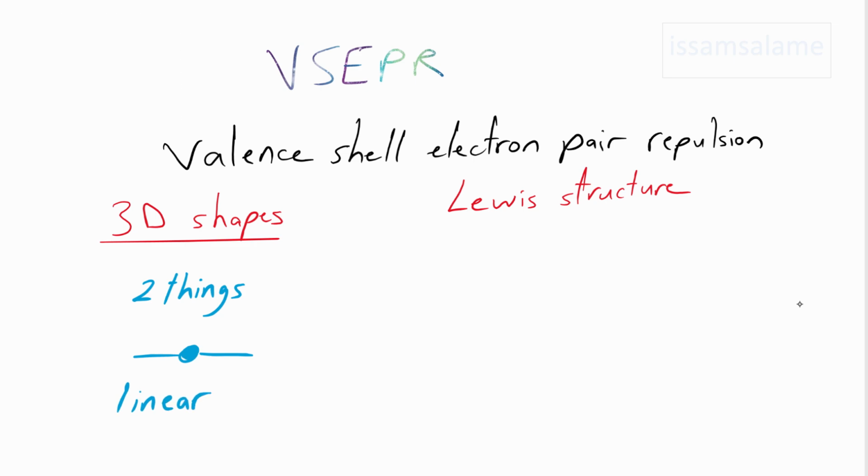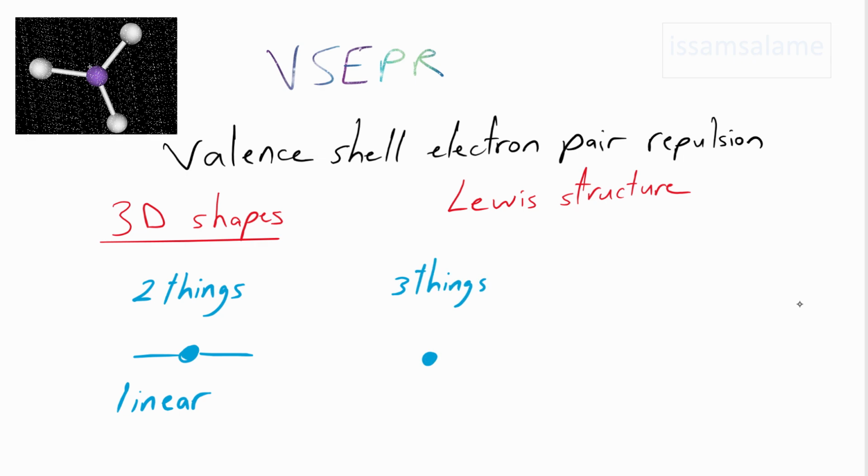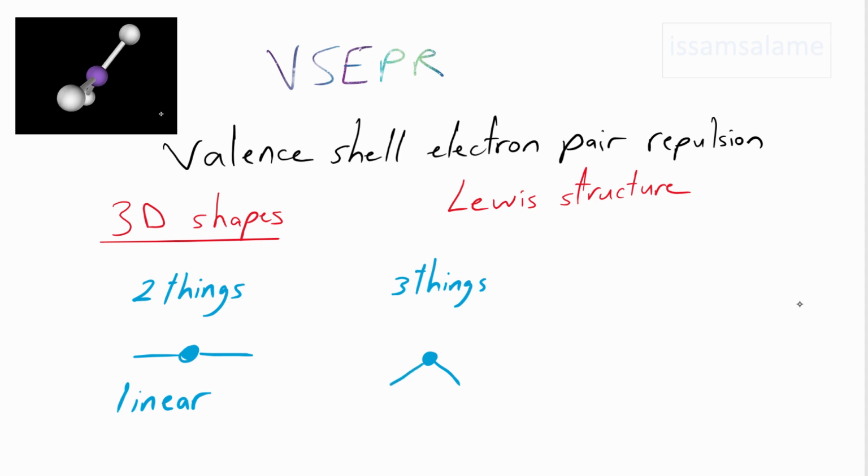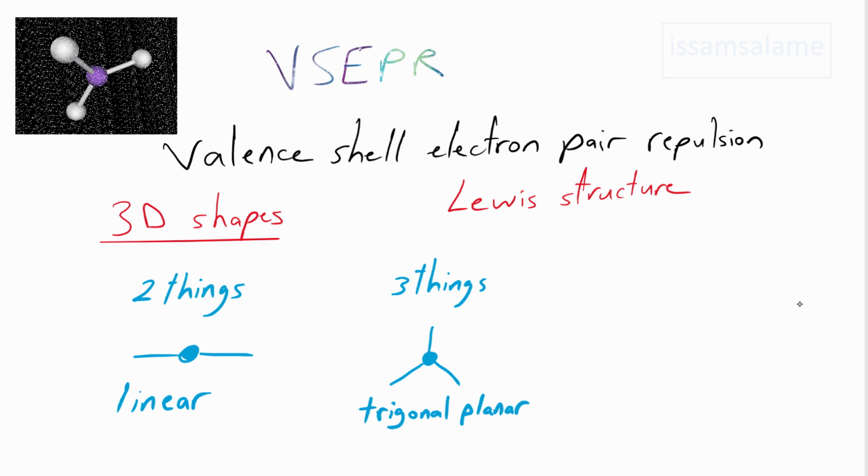And if after drawing the Lewis structure we find that the central atom has three things around it, then its shape is going to be as you can see in the photo in the upper left corner. And this shape we're going to call trigonal planar, which means that the shape of the molecule is like a triangle in the same plane.